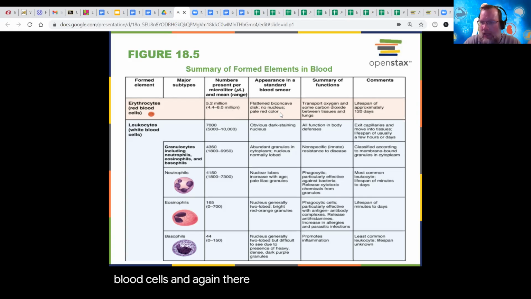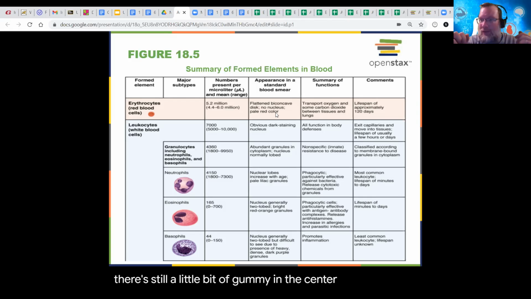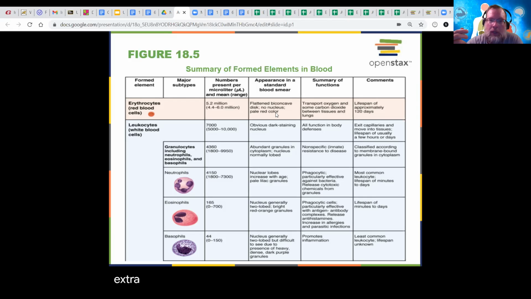And they're flattened, a little bit concave, kind of like a Gummy Savers candy where the hole hasn't been punched out all the way. So it's got the little depression, but there's still a little bit of gummy in the center. Those are extra yummy. Anyway, that's kind of what they look like. No nucleus, and they're pale in color. The function is transportation of oxygen. That's primary. It does transport a little CO2. Their lifespan is only about 120 days.